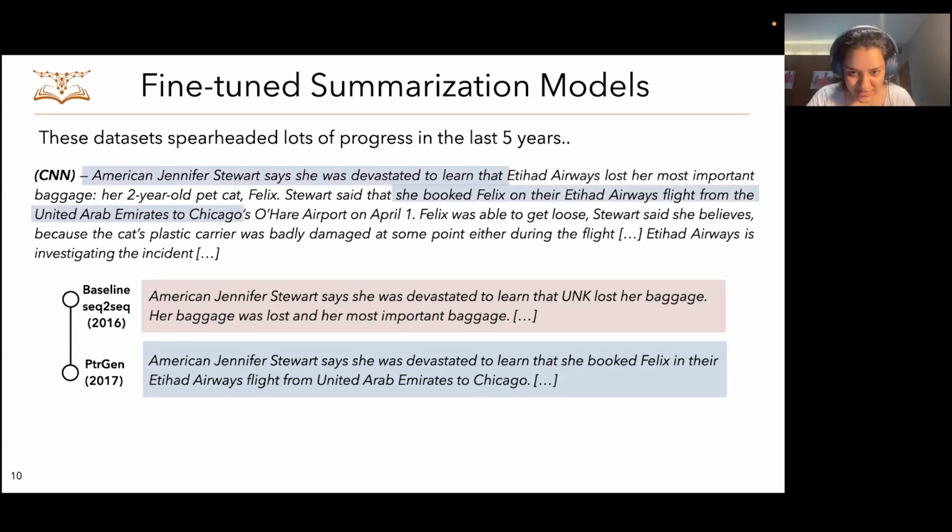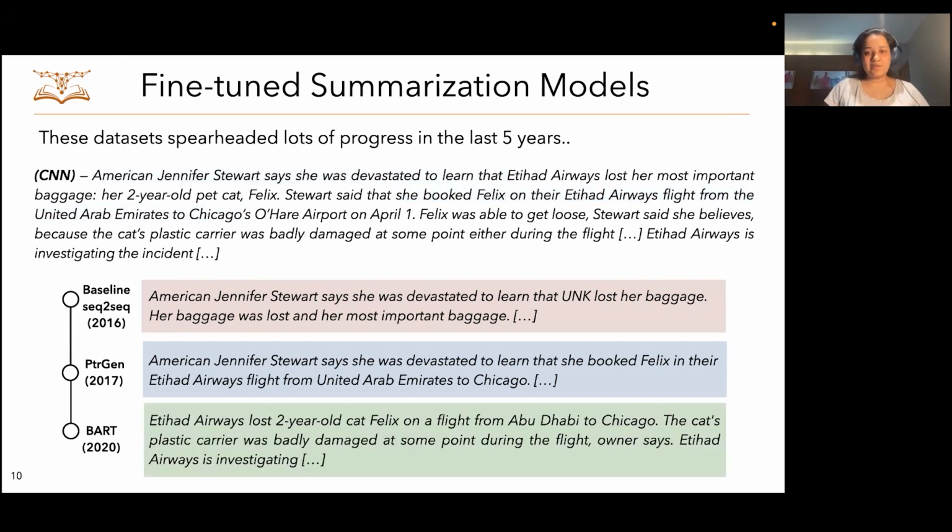So for instance, here it says that she was devastated to learn that she booked Felix on the Etihad flight, which is not true. But by continuing to work on these data sets, we now have BART and Pegasus kind of models, which generate much more coherent summaries. So for instance, here in the last example that I have, it follows a nice structure where it first talks about what happened, which is that the cat was lost, why it happened, and finally, what is the follow-up, which is that the airline is investigating. So what these examples show us is that we've made a lot of progress in the last 5 years by working on these data sets.